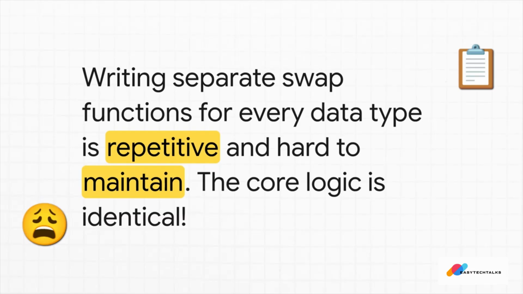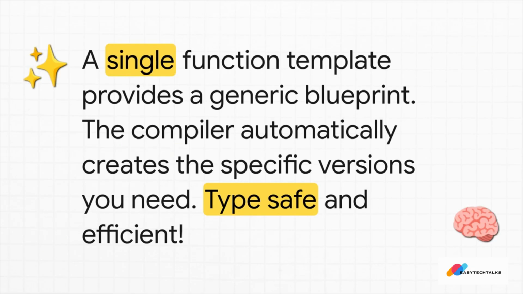This is such a classic example. You need a function to swap two values. So you write one for integers. Cool. Then you need one for doubles. So you copy, paste, and change the type. Then you need one for strings, so you do it again. The logic is identical every single time, but now you have 3 functions to maintain. If you find a bug, you have to fix it in 3 places. Ugh, there has to be a better way. And of course there is.